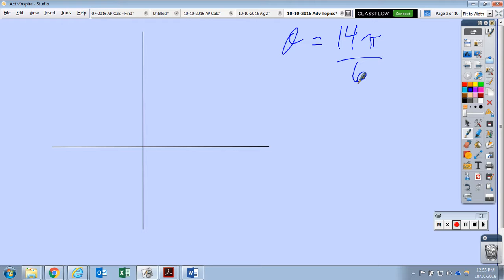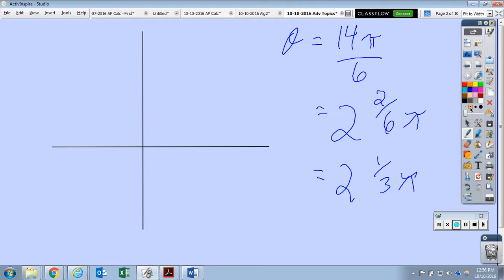Again, I know one full rotation is 2 pi. I'm going to convert this to a mixed number so I can see if there are any 2 pi's, where it repeats. How do I write this as a mixed number? I know that 6 can go into 14 two whole times with 2 left over, which is the same thing as 2 and 1/3 pi. And then it goes around the circle 1 whole time because 2 pi radians is 1 rotation.